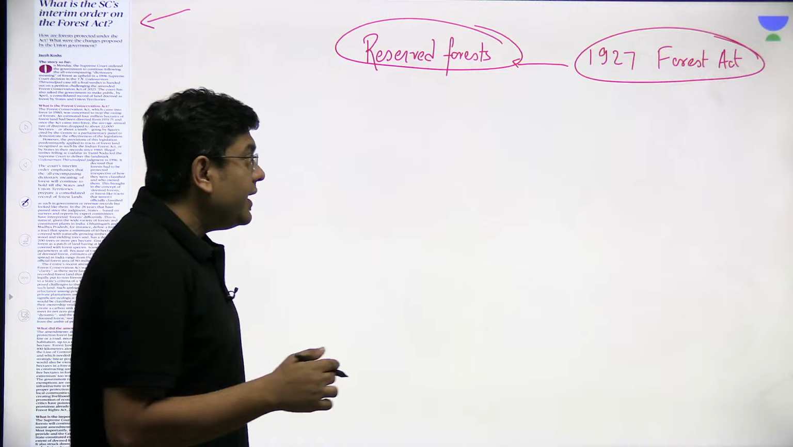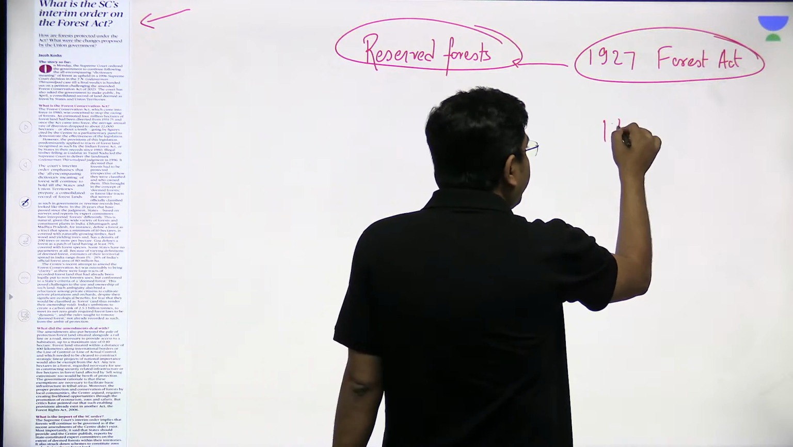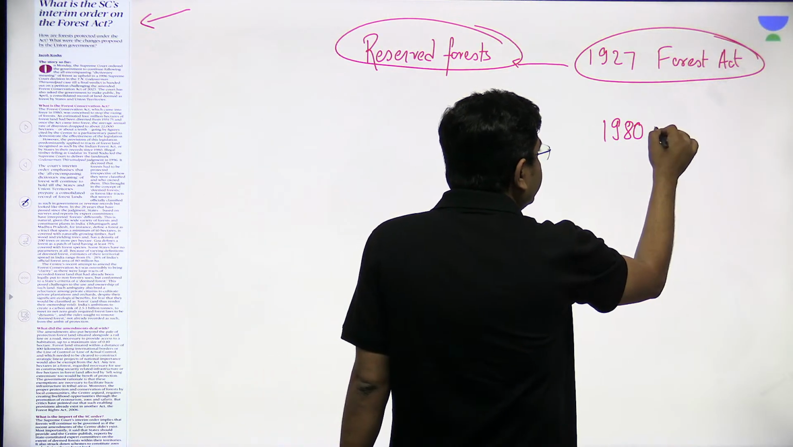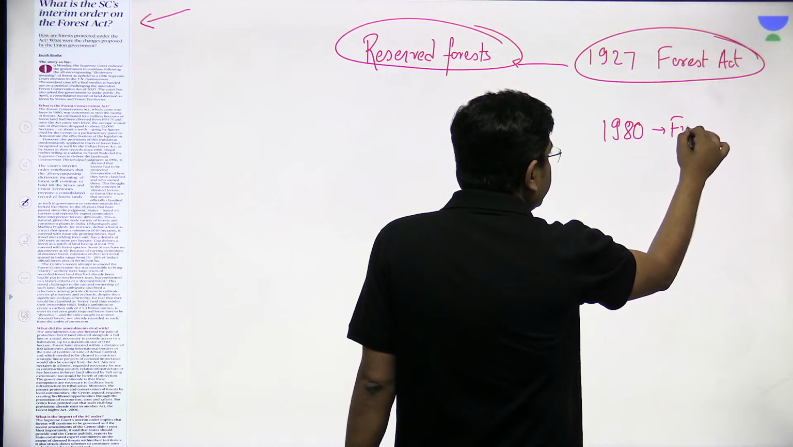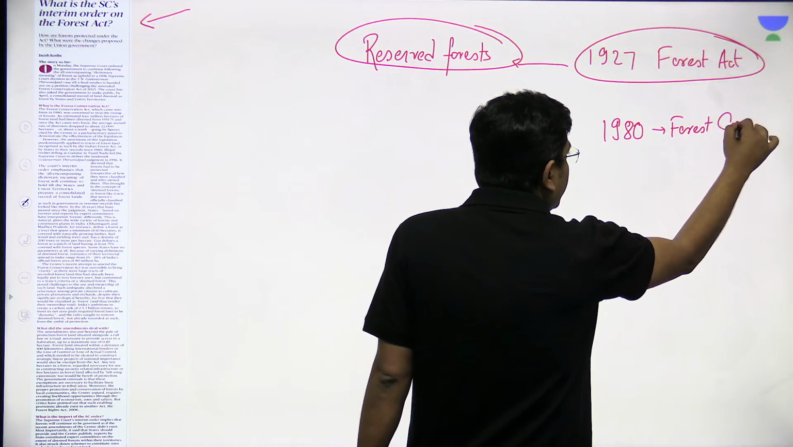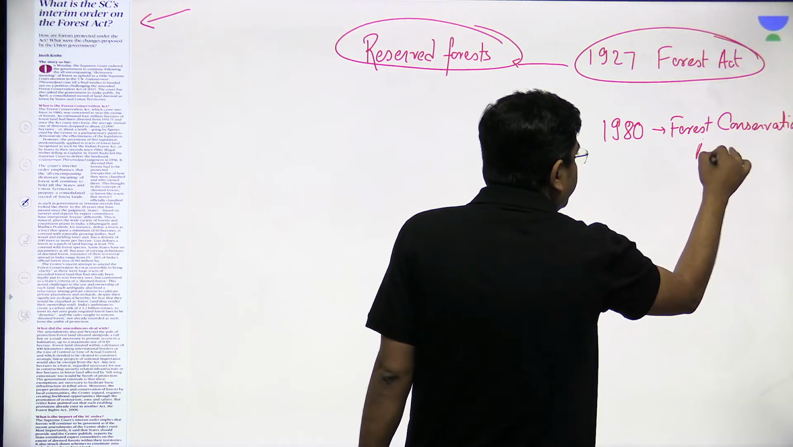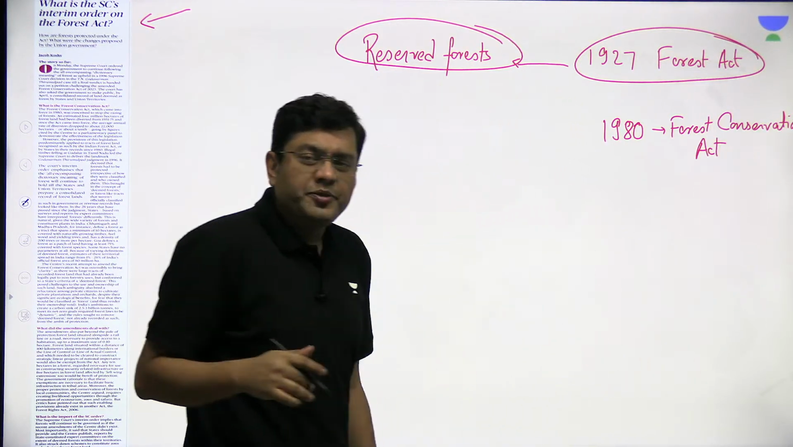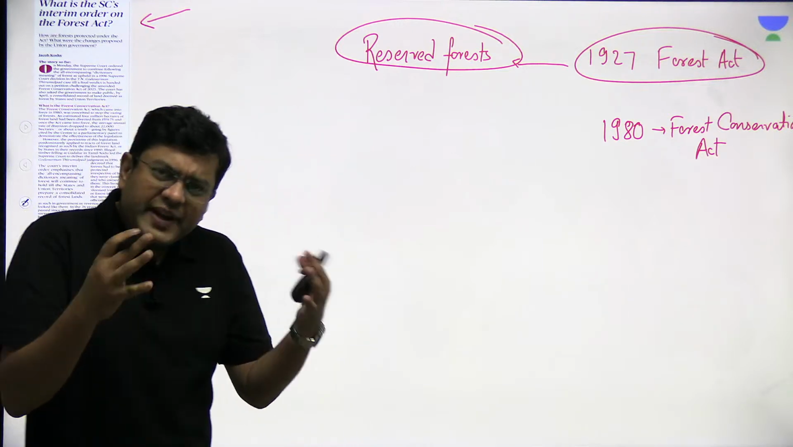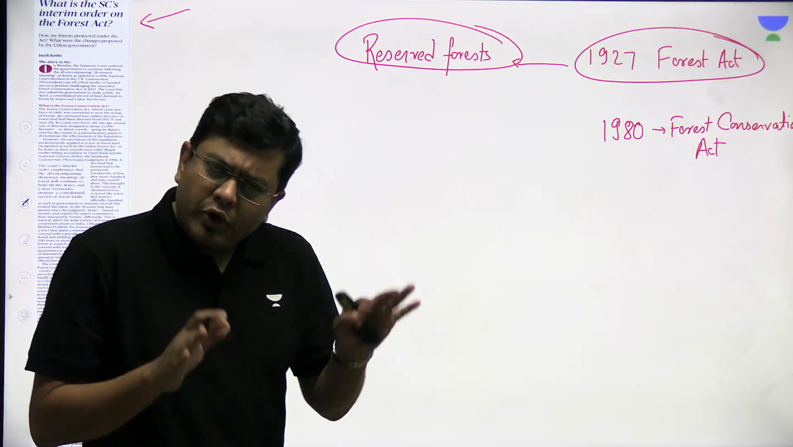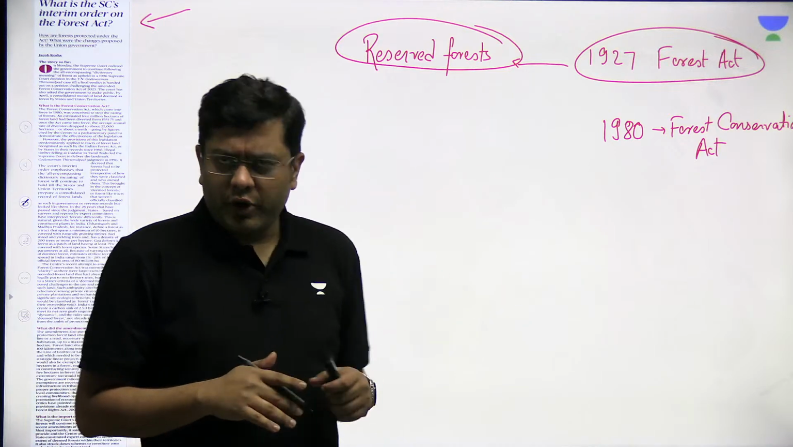So that is when, in 1980, the Forest Conservation Act was passed. The aim and the objective was to protect the forests, to protect against the cutting down of the forest.